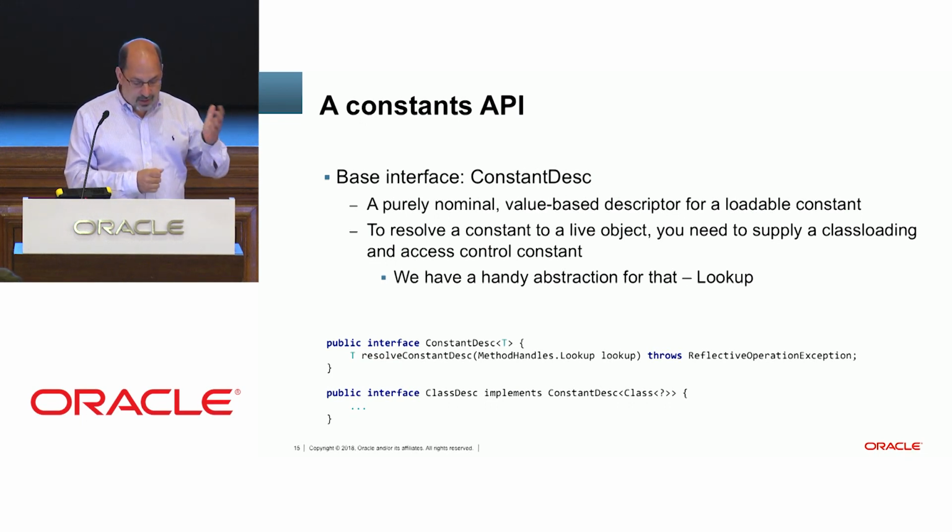We have this interface, ConstantDesc. It's got a resolution method. You pass it a lookup, and it gives you back an object, or maybe it throws an exception. And then we have a bunch of classes that implement this interface. So like ClassDesc is a descriptor for a class, and it implements ConstantDesc that resolves to a class. Straightforward enough. Everybody could write this API.